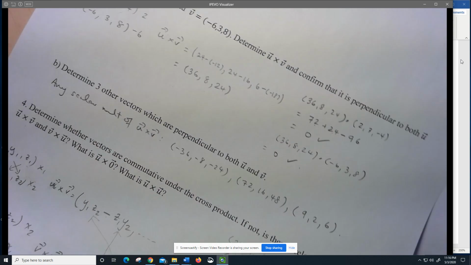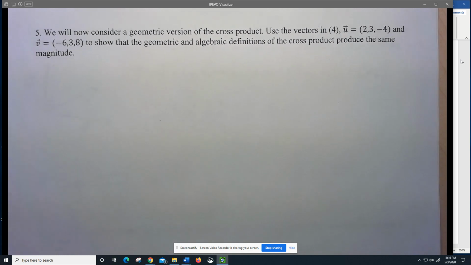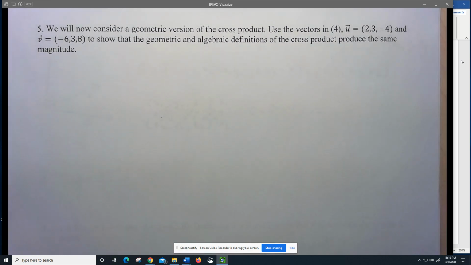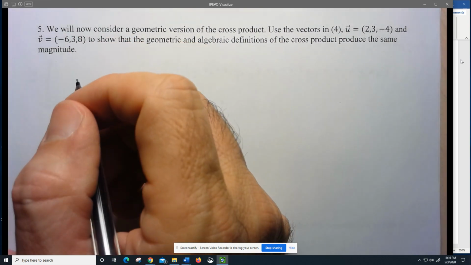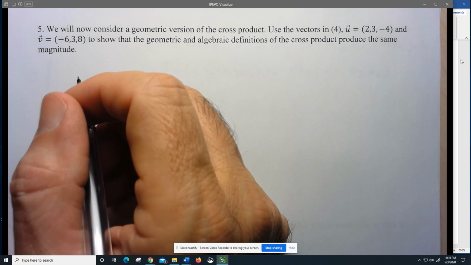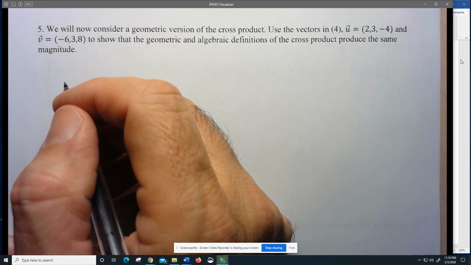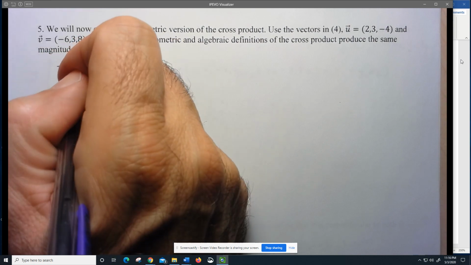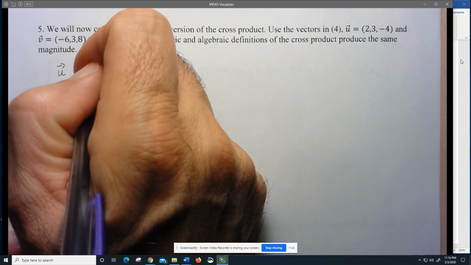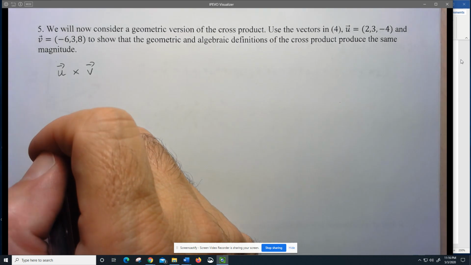So here's the last thing we're going to look at, because you'll notice that everything we did here involved working with these vectors algebraically. And there is a geometric version of the cross product, okay? So let me just give it to you, and then we'll look at it a little. So here, U cross V.